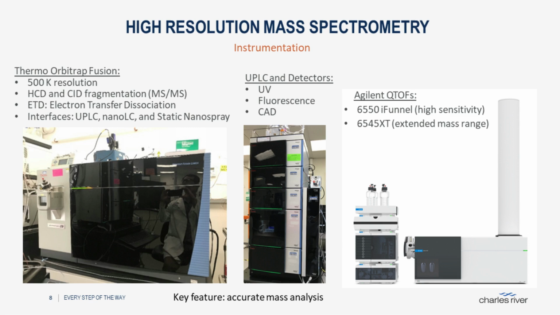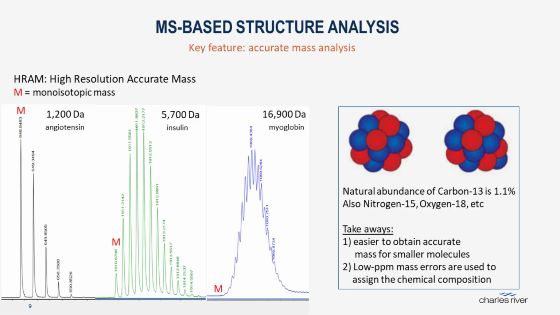We also have a static nanosprayer. And of course, UPLCs with various detectors are also quite handy during method development. This just shows a Thermo Vanquish with UV, fluorescence, and CAD detectors all built into the same stack. And then on the right, Agilent QTOFs, we use the 6550 and the 6545XT. The XT itself is really nice. It has an extended mass range, so that can accommodate larger proteins.